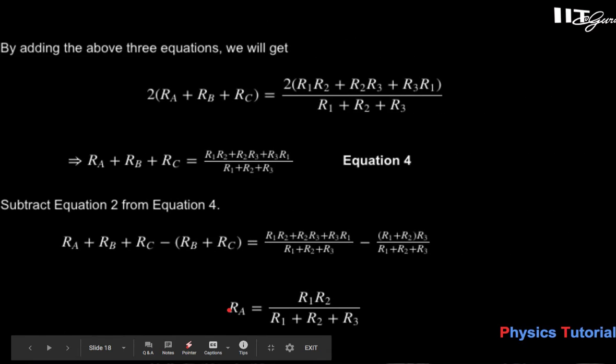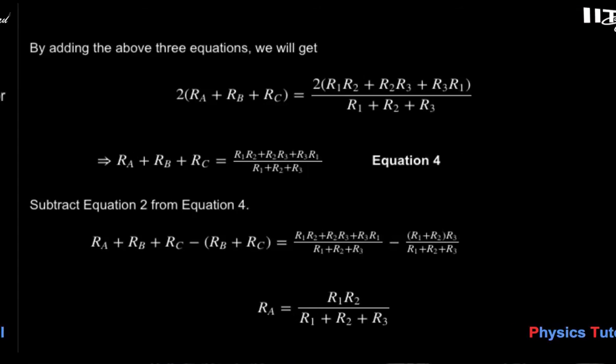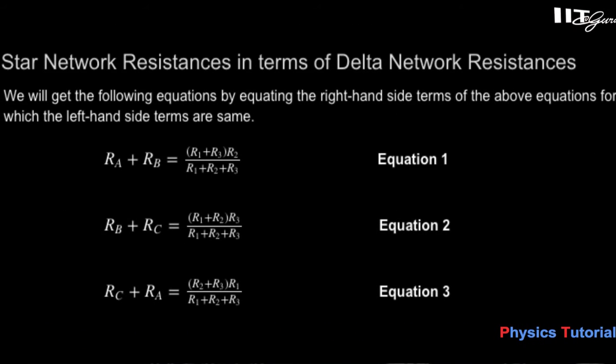So how to solve these three equations? This is a special type of equations. As in 6th class, 7th class level, you have studied how to solve equations. You just add these three equations, then you will get RA plus RB plus RC.